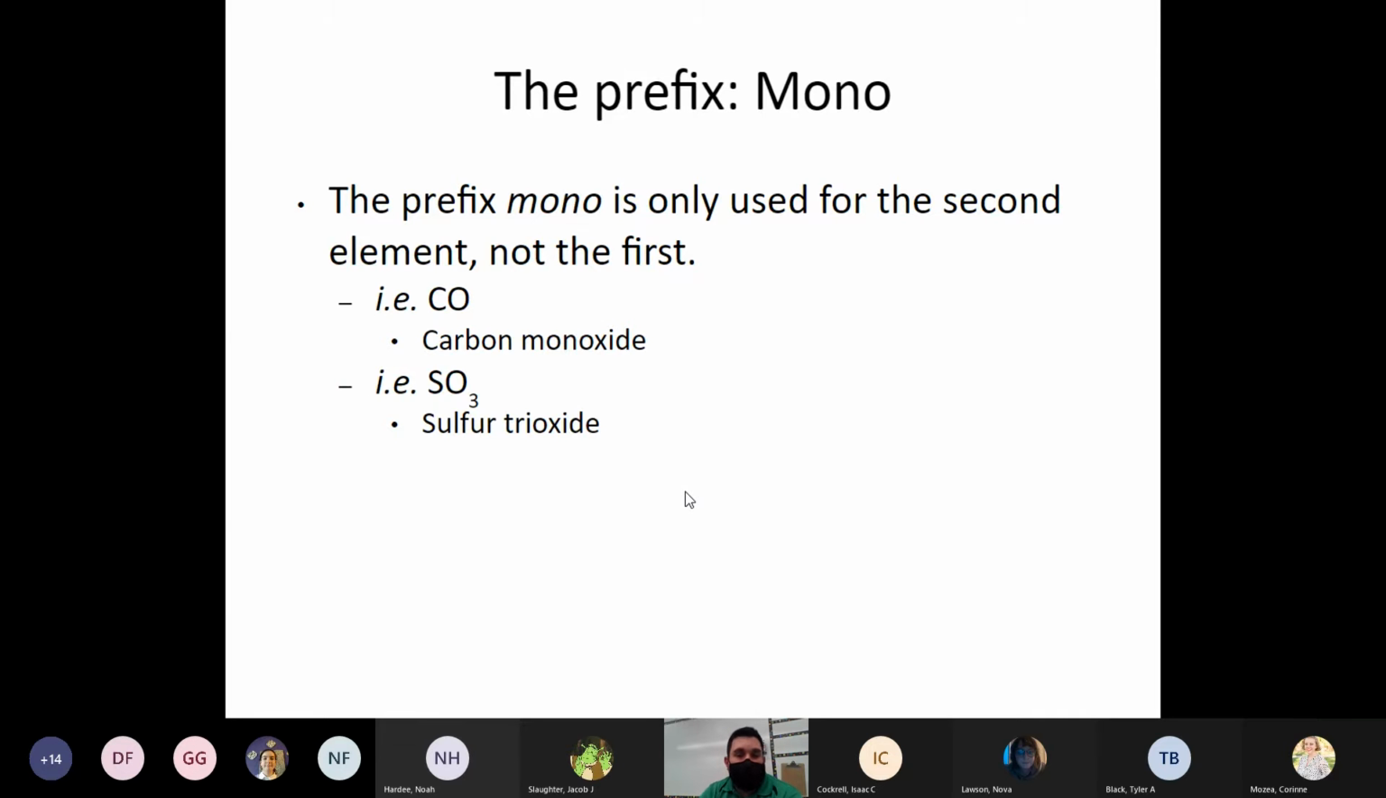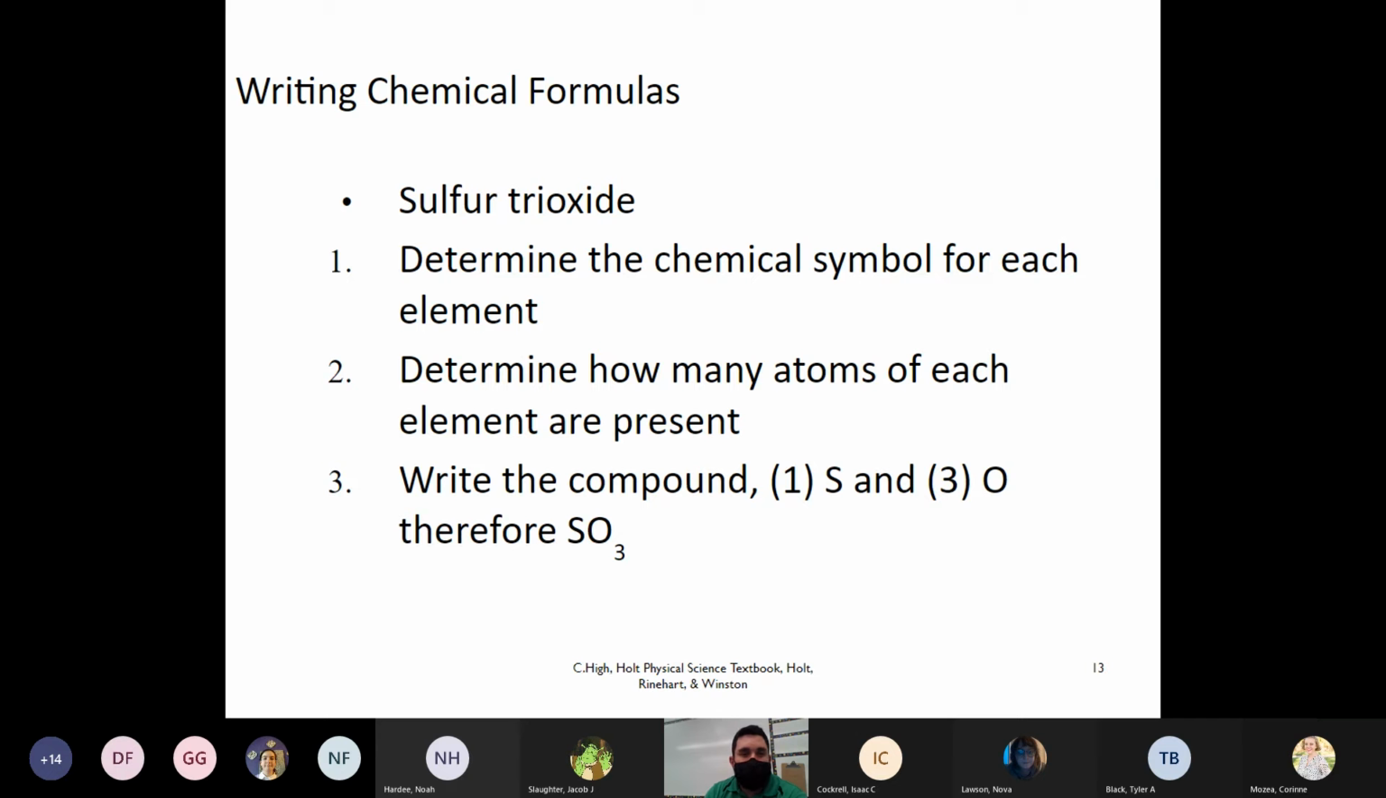The prefix mono is only used for the second element, not the first. The reason why we do that is because, alphabetically speaking, if we put mono in front of all the compounds, you would have a bunch of them that started with mono. So we just do one atom. It's just the first name of that atom itself. Okay, we don't say monocarbon monoxide. We don't say monosulfur trioxide. If the first element only had one, just say the element's name. Okay, so we never start with mono, but mono can be the second name on it.